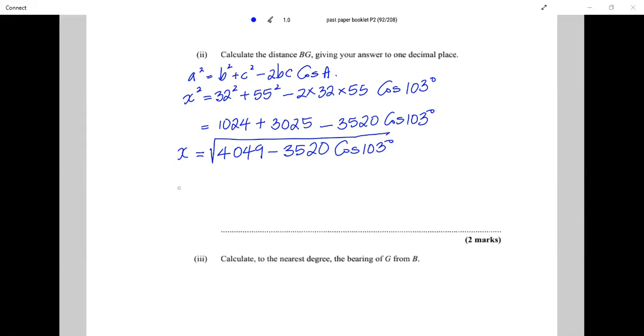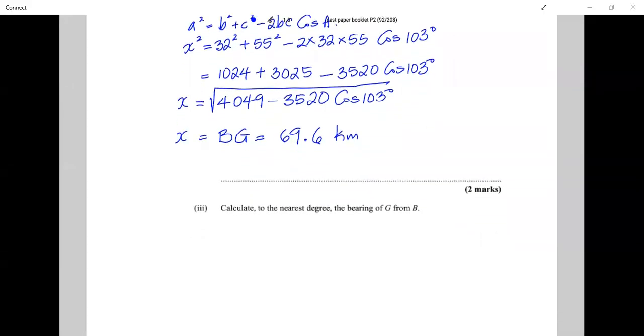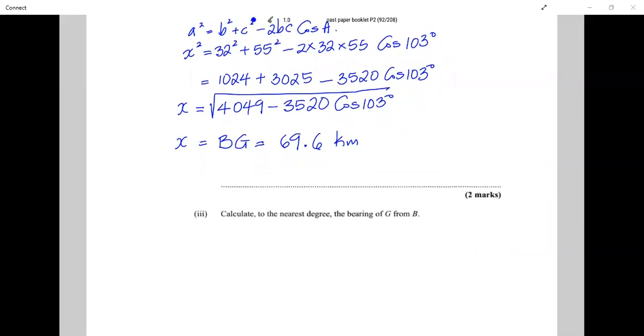All right, and x, which is BG, is equal to 69.6 kilometers. So we're to write the answer to one decimal place. It's 69.6 kilometers. So next we're asked to calculate to the nearest degree the bearing of G from B.